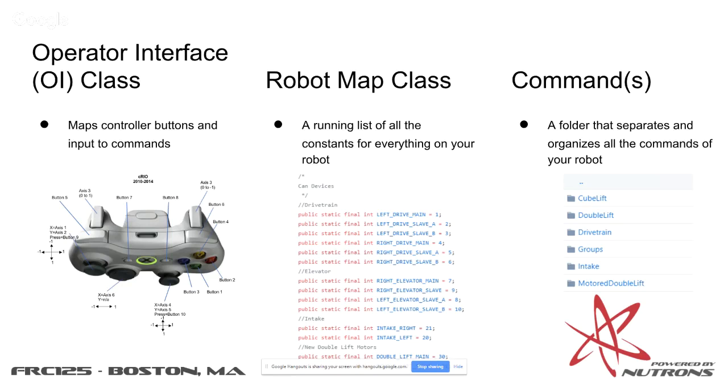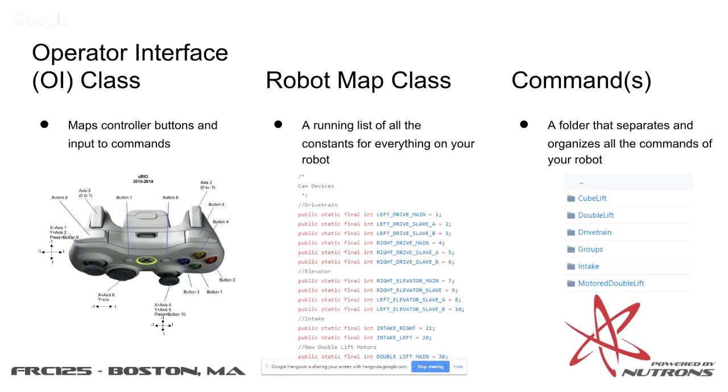The RobotMap class is a running list of all your constants on your robot. You can have things like your wheelbase width, or all the different IDs for your CAN devices or PWM devices. This makes it so you're not hard coding numbers when you're controlling something. It's something you can change in one place and it changes across your entire code base.